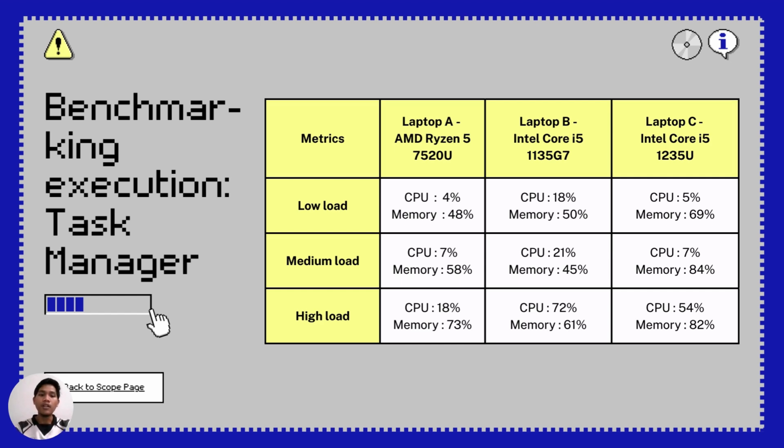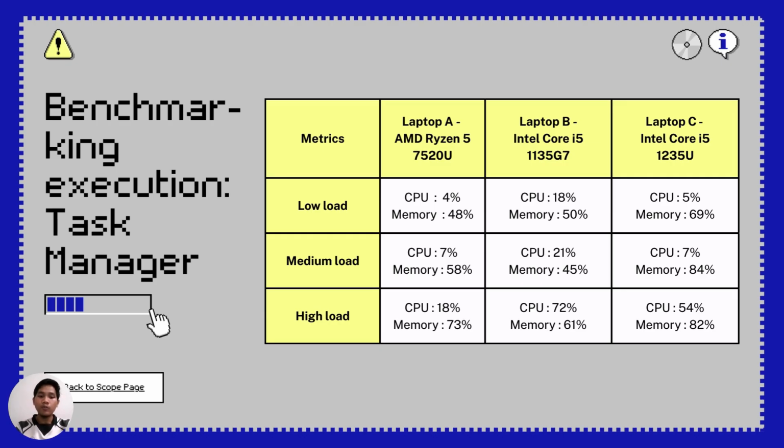For the medium load, we open Microsoft Word, Task Manager, and also Microsoft Edge. The highest CPU usage is for laptop B, and the lowest is for laptop A, and C has the same CPU usage. For the memory, laptop C uses the most memory at this state.